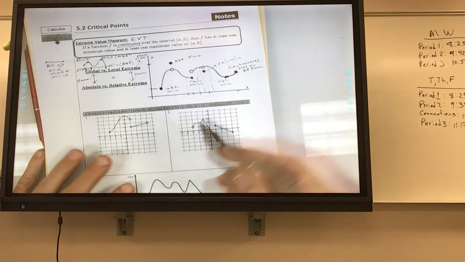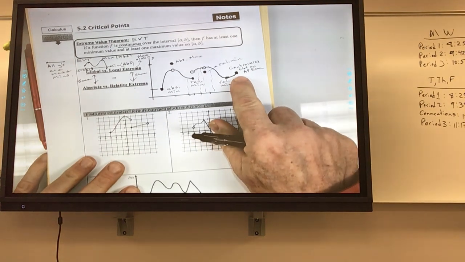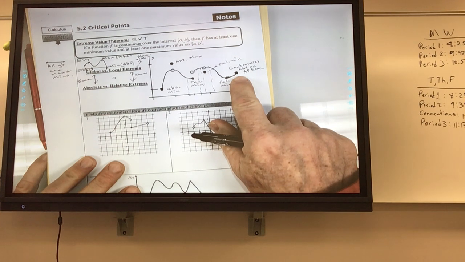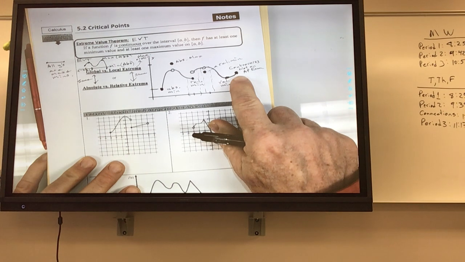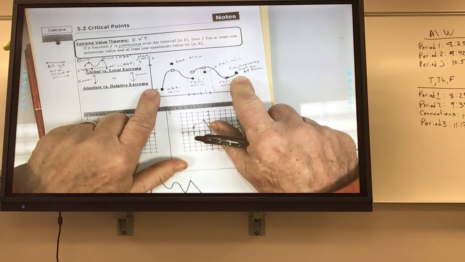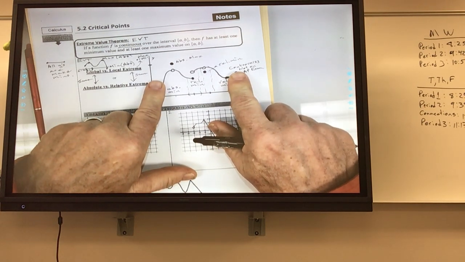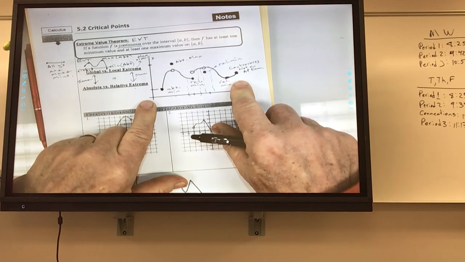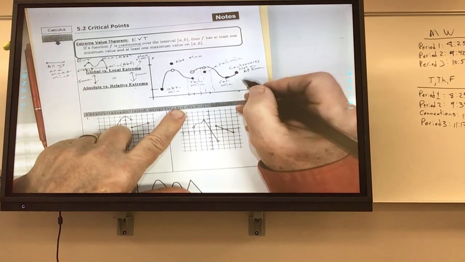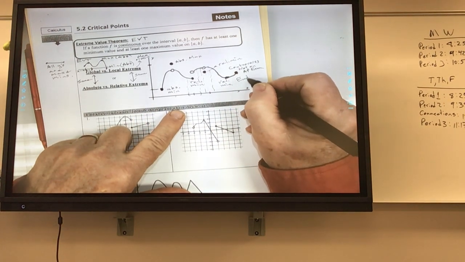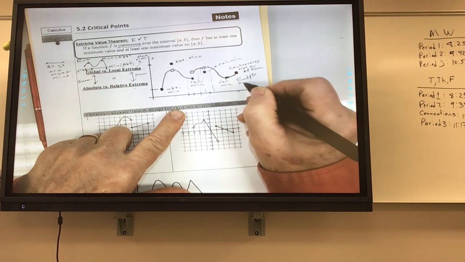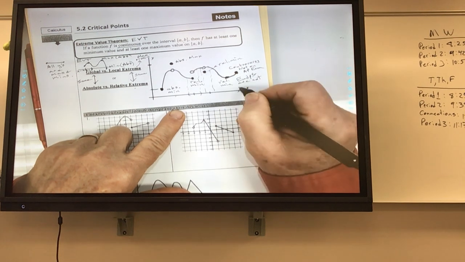All right? So the way that I teach this is the endpoints can never be relative. They can only be absolute max or mins. That way, you won't answer those questions. The relative maxes and mins have to be within the interval. If they're the endpoints, they're not relative. So I'm going to write that down. Endpoints are not relative.